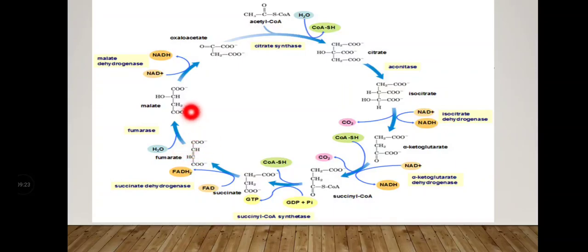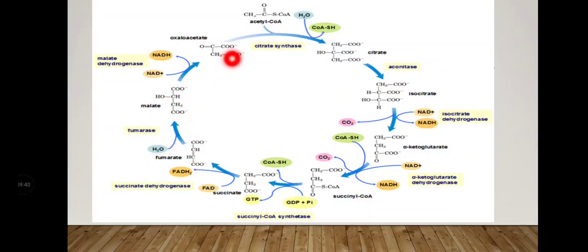Then from fumarate to malate, this is a hydration reaction that uses what? It just requires water, and the enzyme that catalyzes the conversion of fumarate to malate is the fumarase enzyme. So this is a hydration reaction.